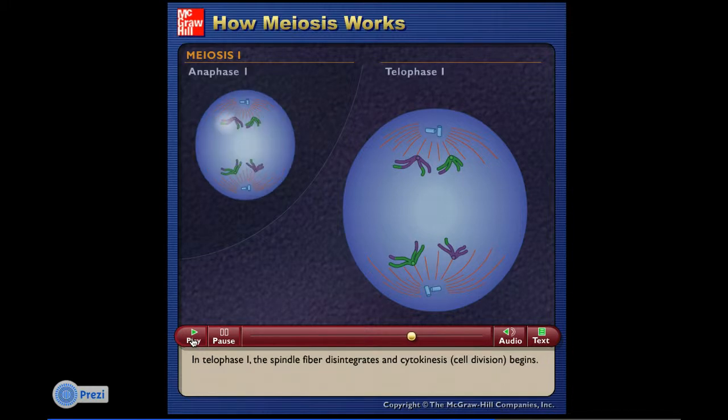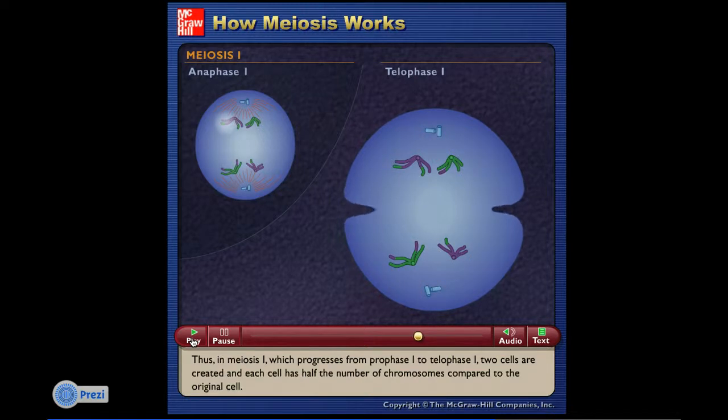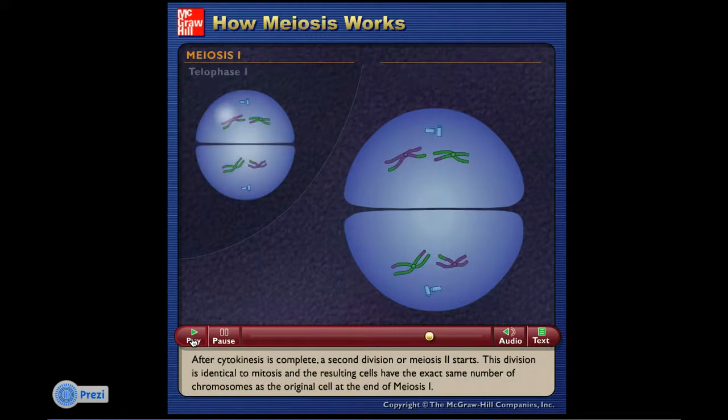In telophase I, the spindle fiber disintegrates and cytokinesis, cell division, begins. Thus, in meiosis I, which progresses from prophase I to telophase I, 2 cells are created, and each cell has half the number of chromosomes compared to the original cell. After cytokinesis is complete, a second division, or meiosis II, starts. This division is identical to mitosis, and the resulting cells have the exact same number of chromosomes as the original cell at the end of meiosis I.